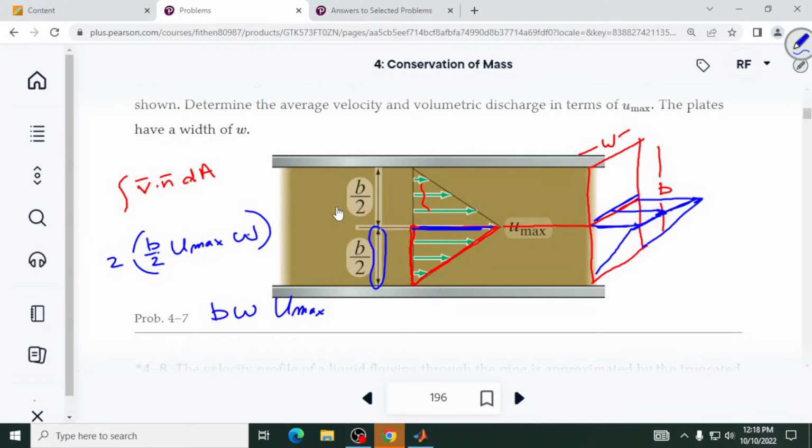Average velocity will be as if it's exactly half of that. So U max over 2 is going to be the average.